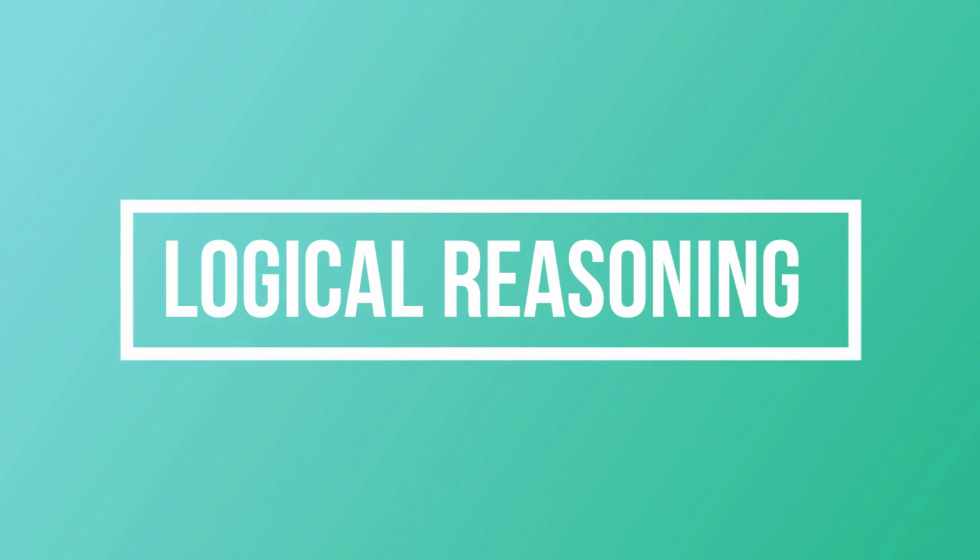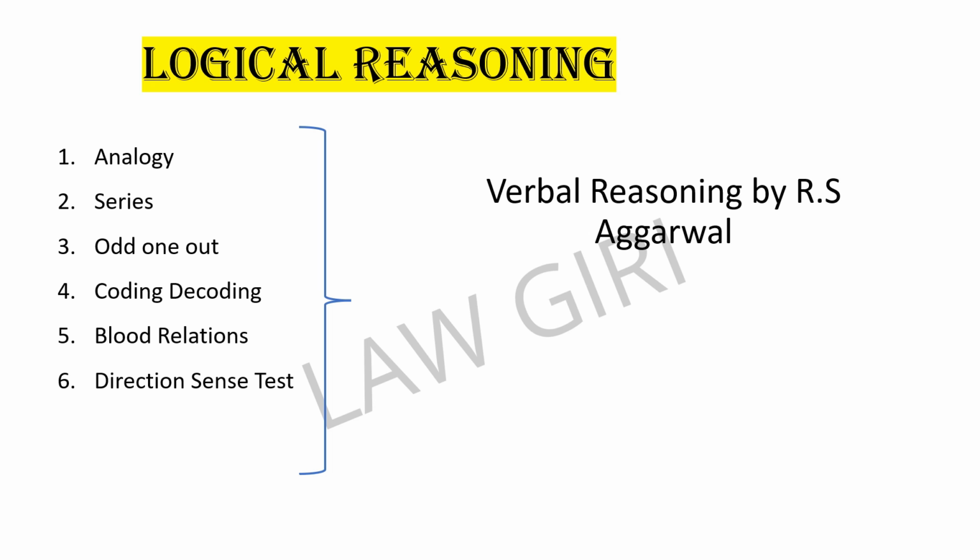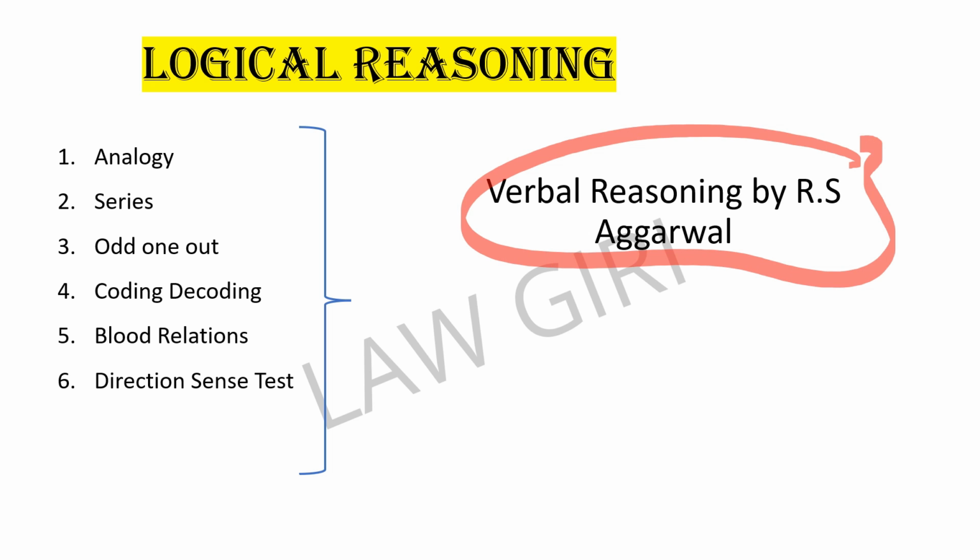Logical reasoning, if we start with, we have analogy, series, odd one out, coding-decoding, blood relations, and direction tests. All of them are very important. Verbal Reasoning by R.S. Agarwal is a book that you need to buy. Now, analogy is a long topic. You just need to spend 2 to 3 hours with this topic, understand the concept, and you're done, and you have to move on, right? And that is what you can do.